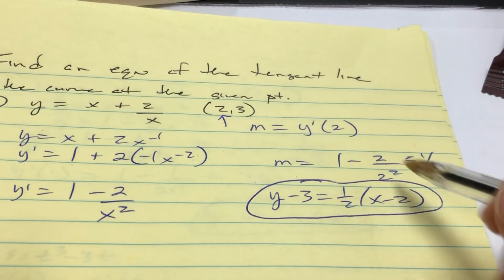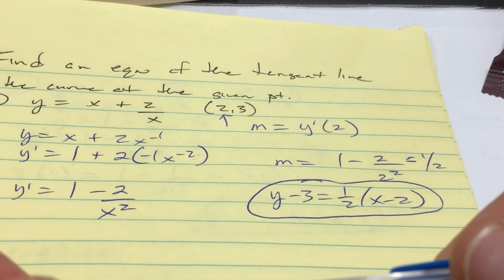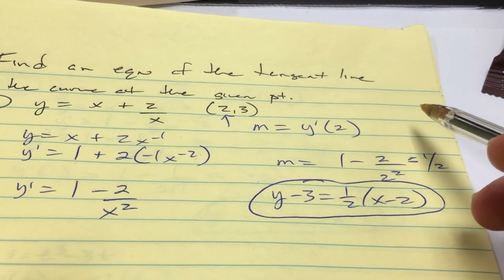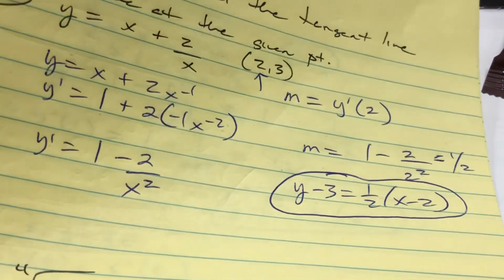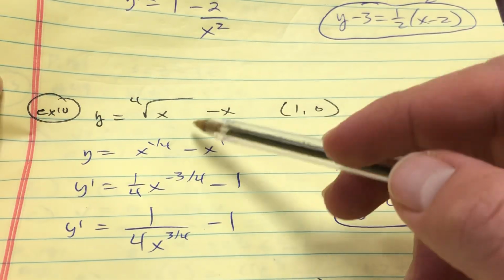Now, on your Chapter 2 test, just like you had today on your quiz, today being when I made this video, you have to show using the limit definition. This is not the limit definition. This is Chapter 3. Your exam next week is over Chapter 2.